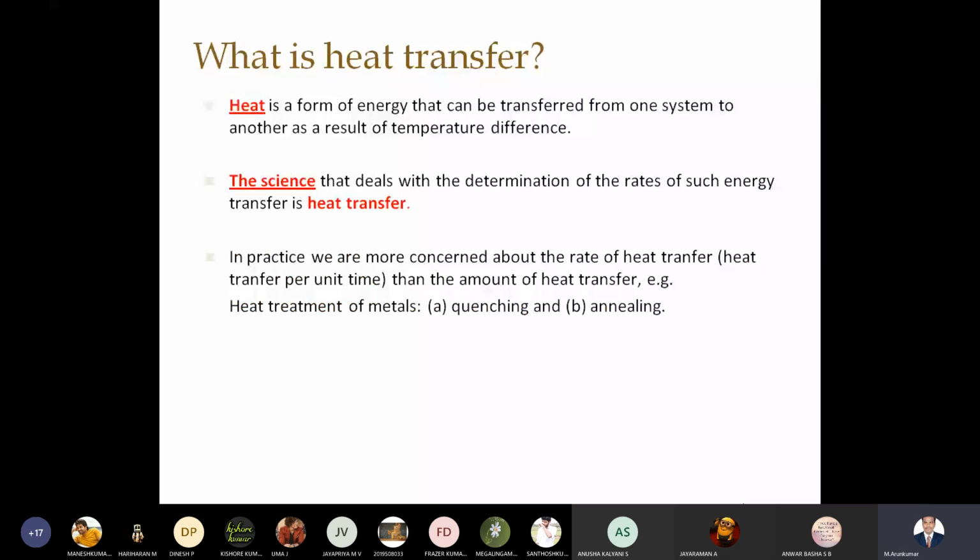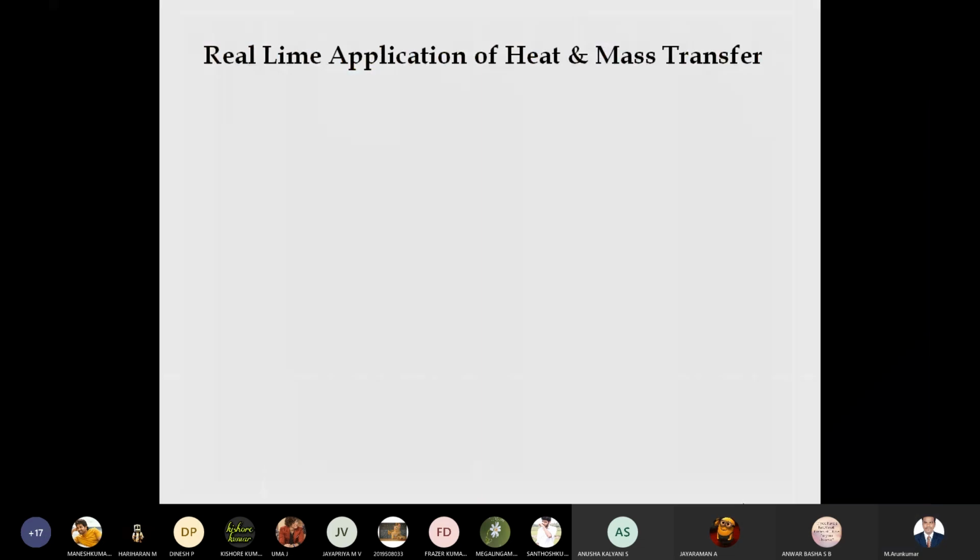So in practice, we are more concerned about the rate of heat transfer. We know very well about heat transfer and the amount of heat transfer, so we know only the rate of heat transfer. So this much amount can be transferred, but how much heat is actually transferred, we can't identify. Like the heat treatment of metal, such as annealing and quenching, we are able to identify only the rate of heat transfer instead of the amount of heat transfer.